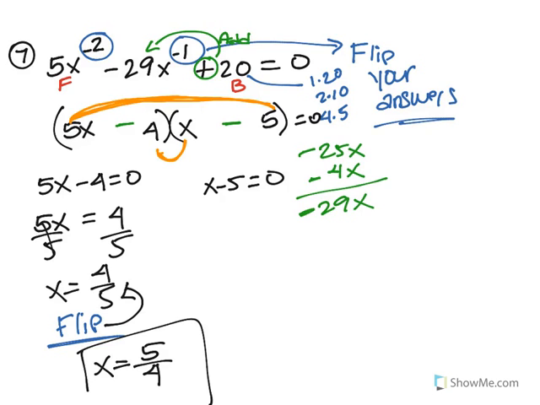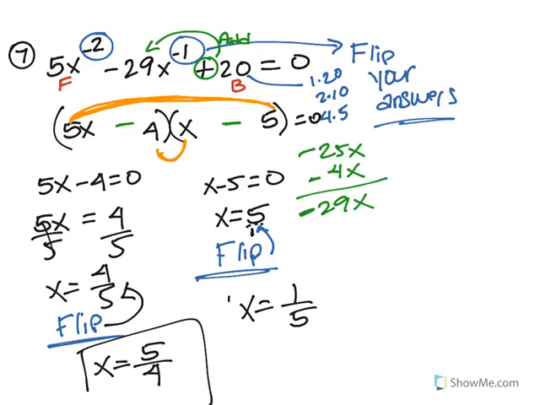Same thing on the second one. You got x minus 5 equals 0. If this was a normal problem, the answer would be 5. But because it had those negative exponents, you got to remember to flip 5. And you got to remember that all whole numbers technically sit on top of who? 1. So if I flip that, that's 1/5. Okay? So I got 5/4 and 1/5.